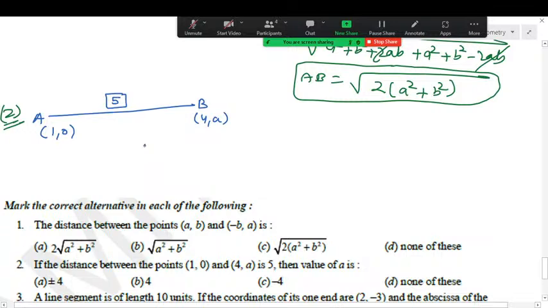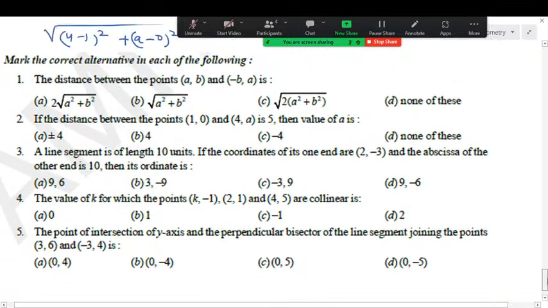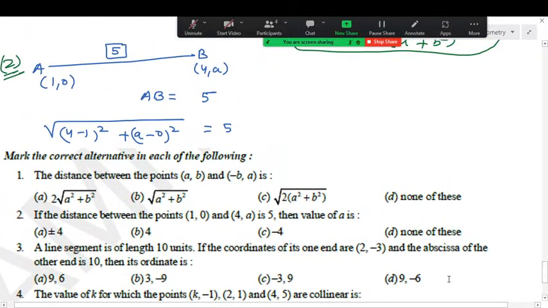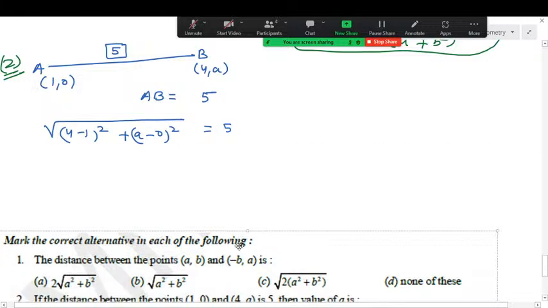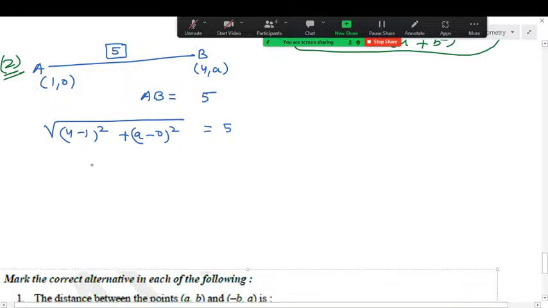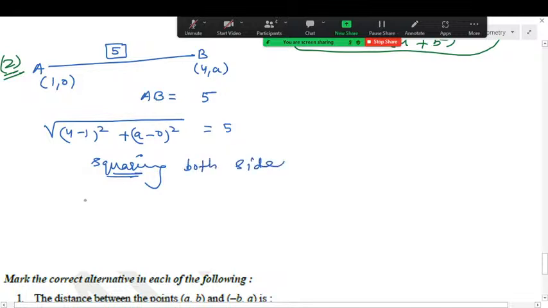And the distance AB is actually 5, and this distance AB is equivalent to the square root of (4 minus 1) square plus (a minus 0) square. Actually what we do here is we just take a square on both sides. Why do we do so? Because by doing so we can eliminate the square root. This is the step to be followed.